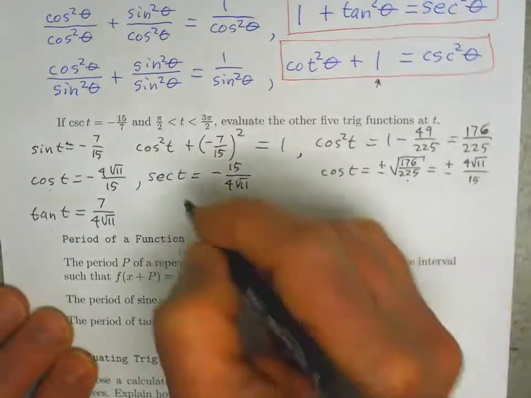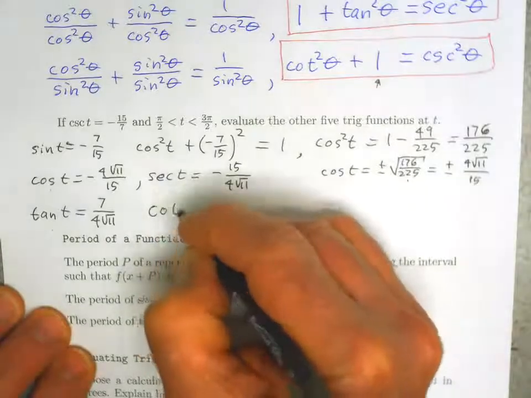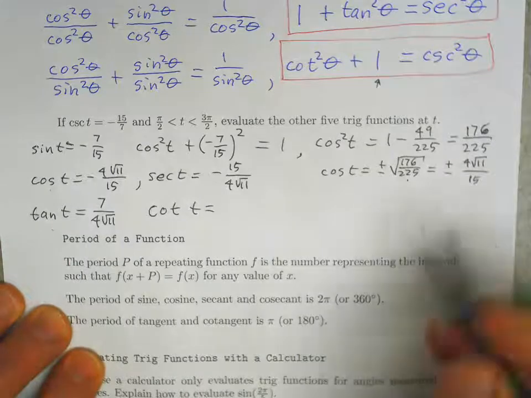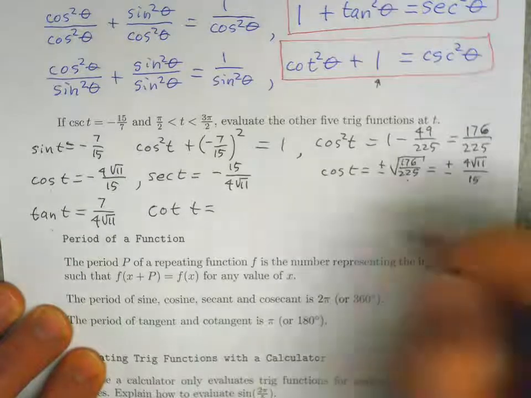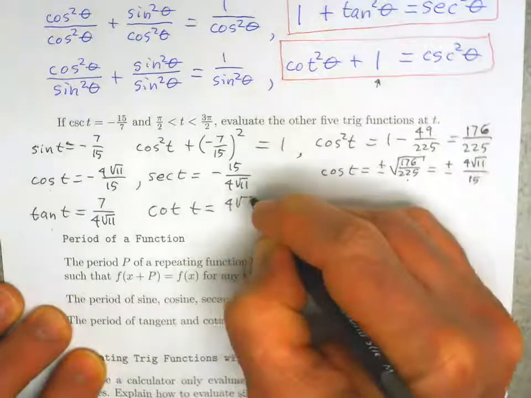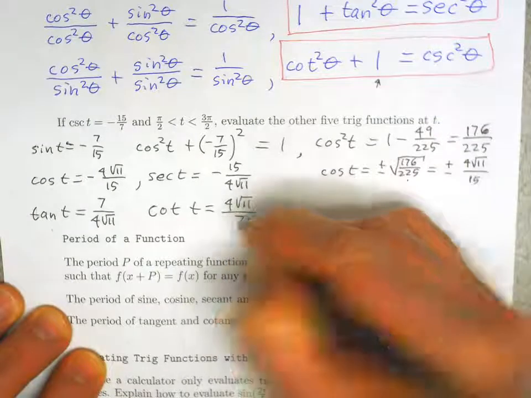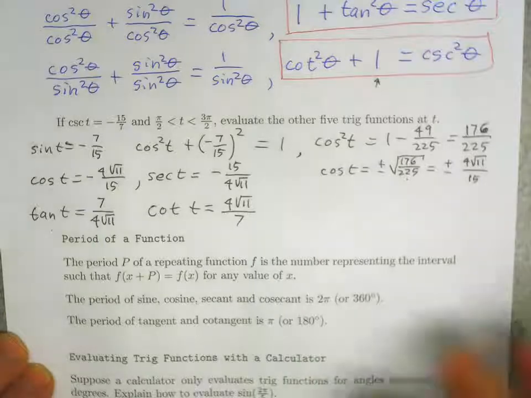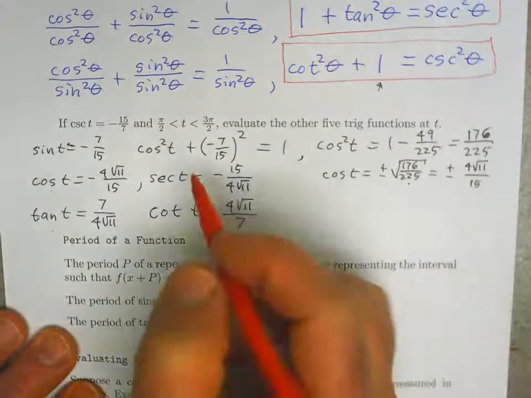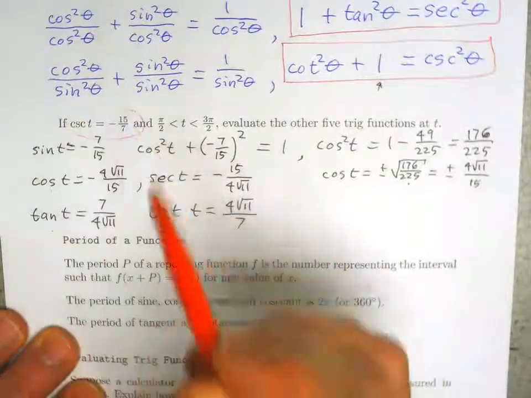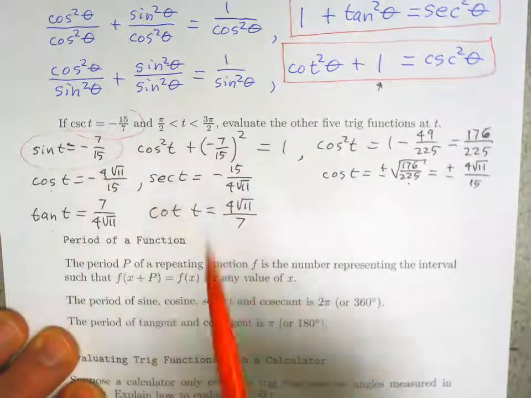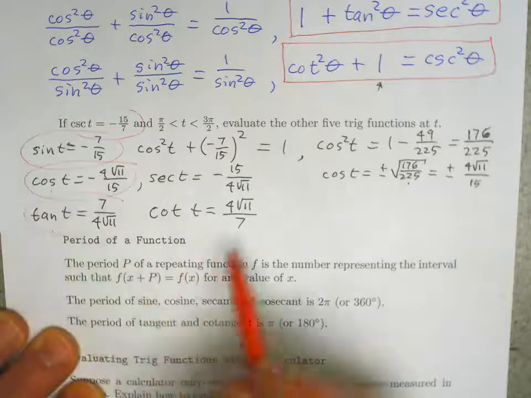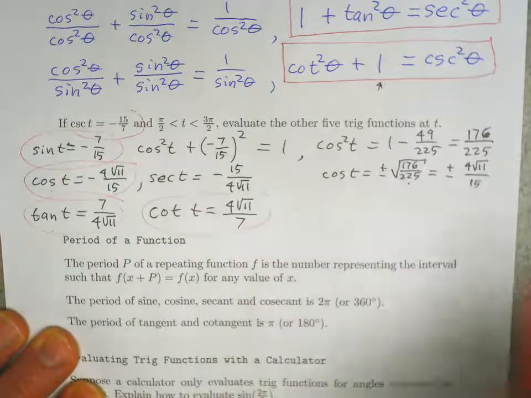And then cotangent of t is the reciprocal of tangent. So we can just write cotangent of t is 4 times the square root of 11/7. So we got all 6 of them. We were given cosecant of t, so we found sine of t, cosine of t, tangent of t, cotangent of t, and secant of t.